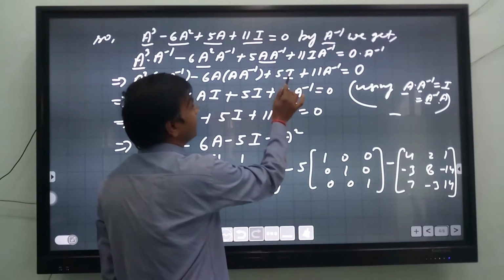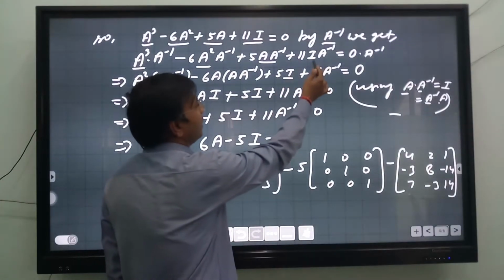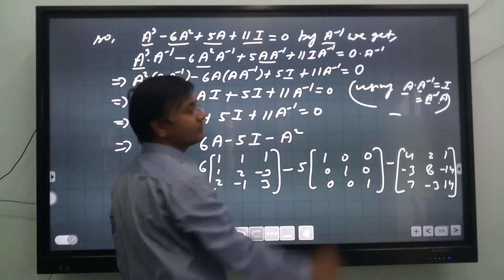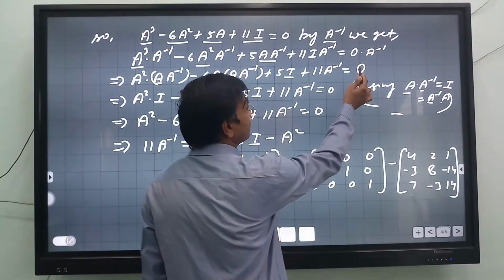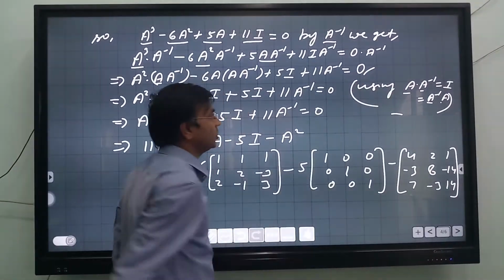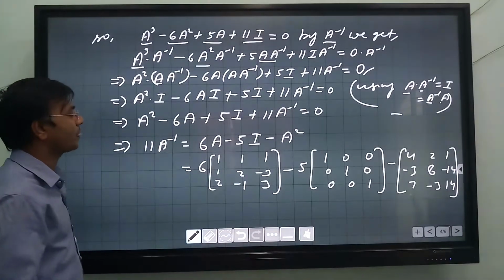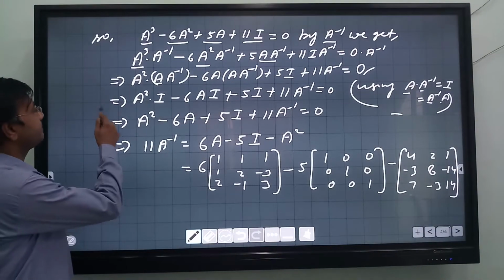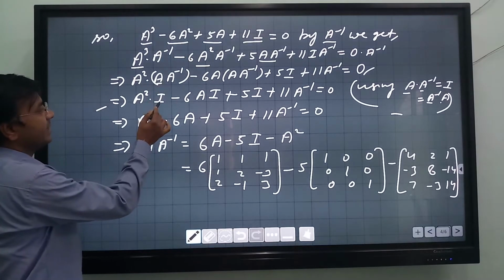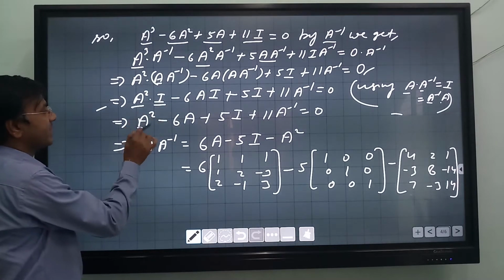A inverse is I plus 11. I into A inverse is A inverse, right? Equals to 0 into A inverse becomes 0 only. So using associative as well as that equation. Now in the next step, A inverse becomes I and A square into I becomes A square.